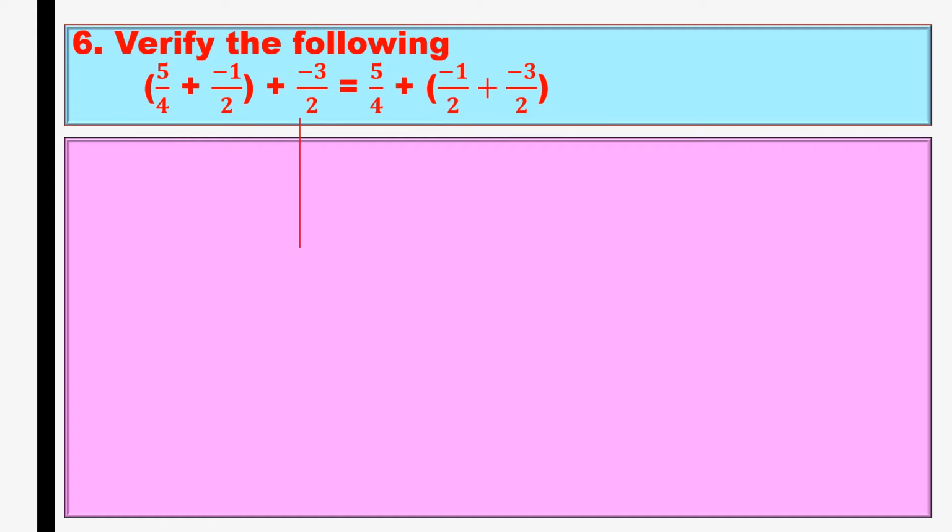Parallelly you can solve left side and right side. Okay, or else you can take left side and solve it, then you can take right side and solve it. At last you can check both the answers. If they are equal you can put equal to sign, if they are not equal you can put not equal to sign, or else solve like this parallelly. If both are not equal you can directly put not equal to sign at the last. Okay, so let me start with the question.